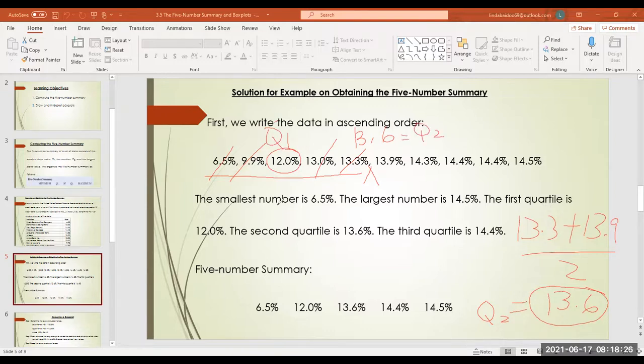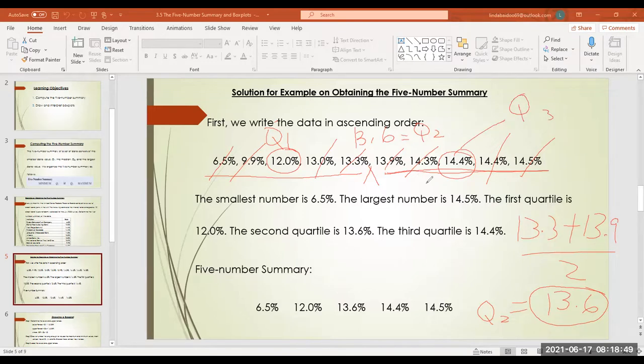Now we have to find Q3. To get Q3, go to the right side of your Q2. These are all the numbers on the right of Q2. And then we find the median of those numbers. So this will take care of this. This also takes care of that. So we are left with 14.4, which is in the middle. And that is our Q3.